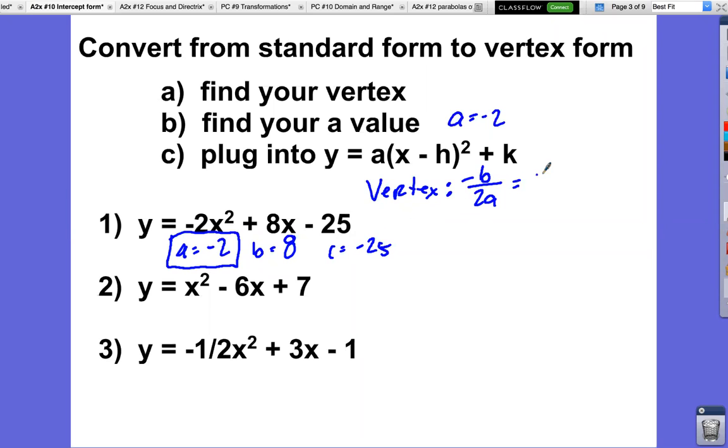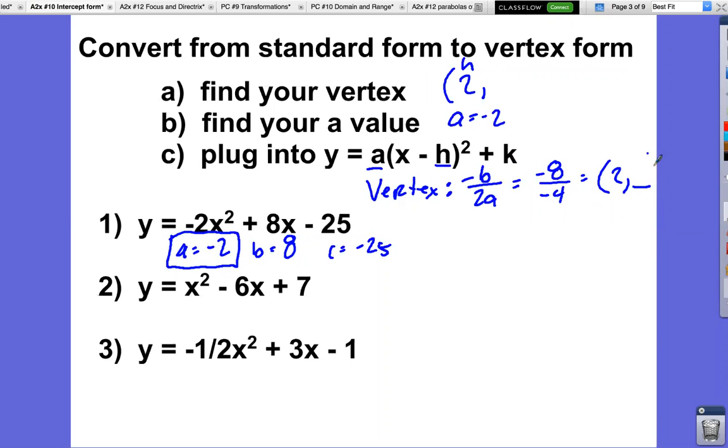So the opposite of b is -8 over 2 times a, which is negative 2. -4, which gives me +2. So that is my h value. Remember, your vertex, that's your h value. So I know a and h. Now I have to find k.